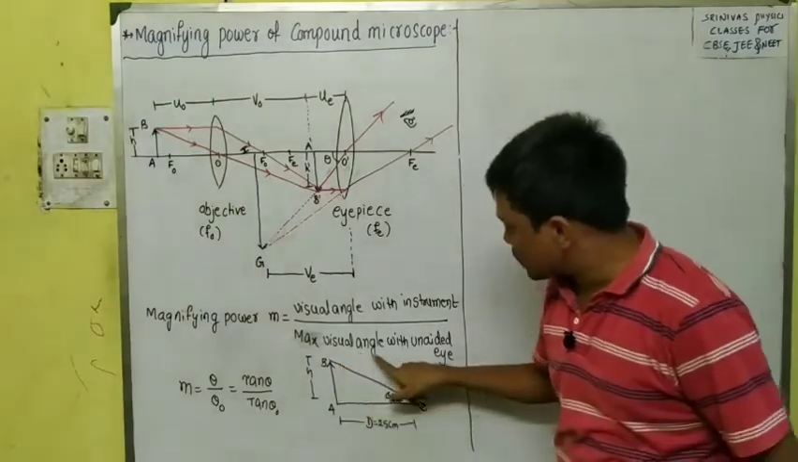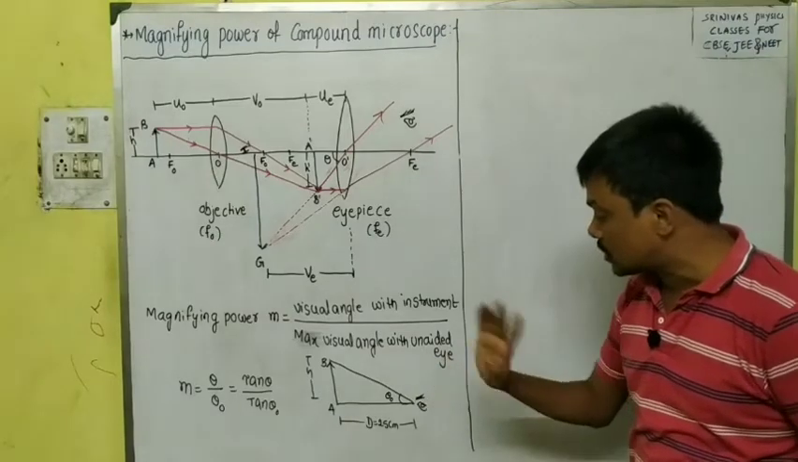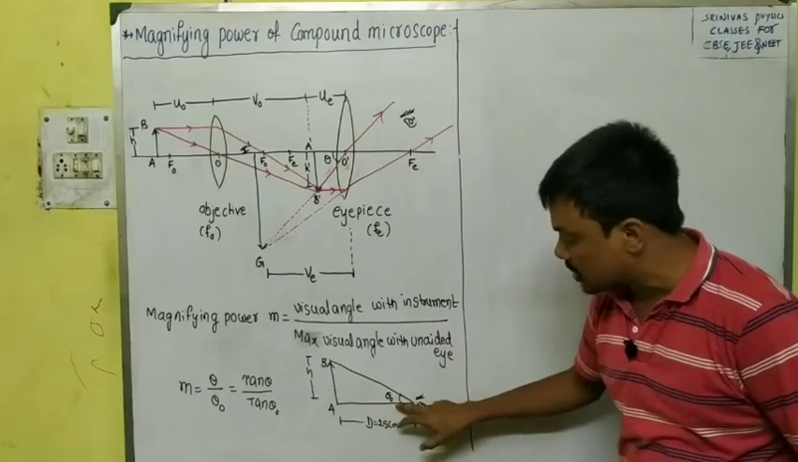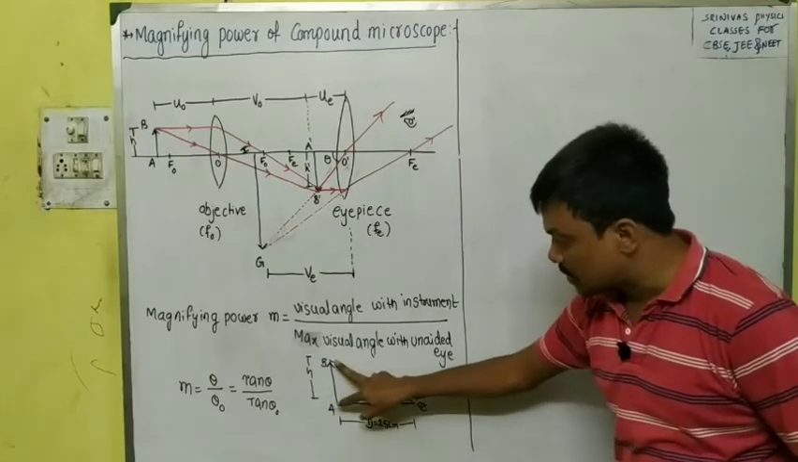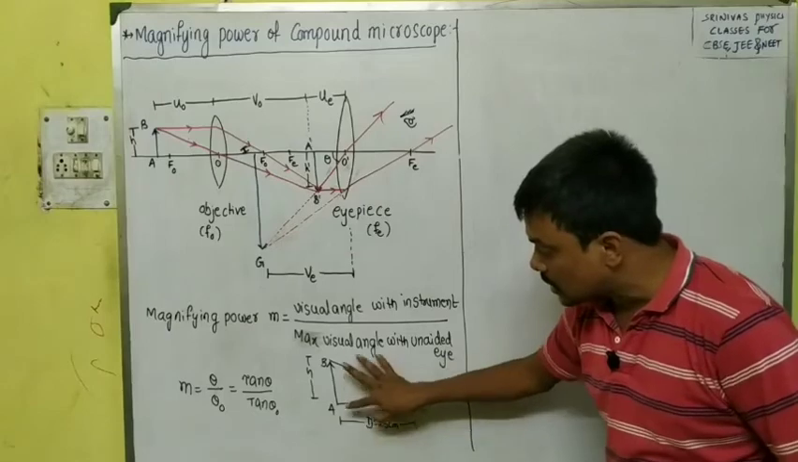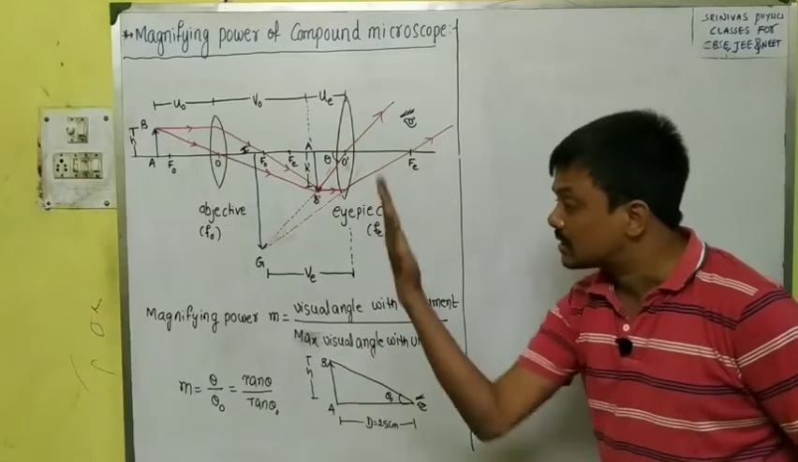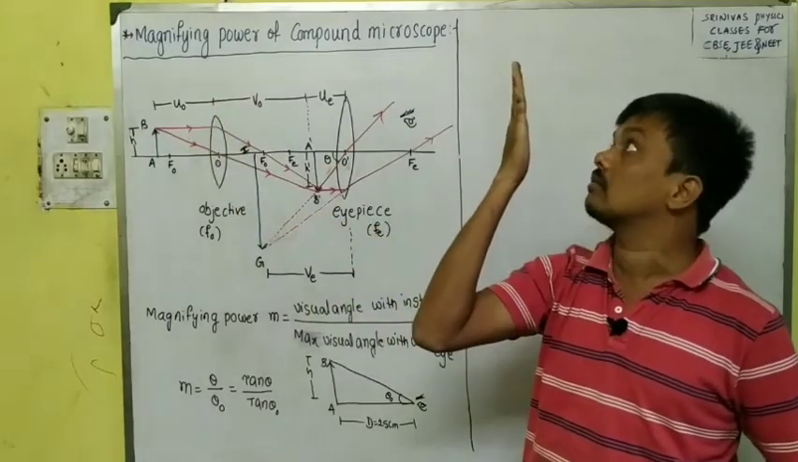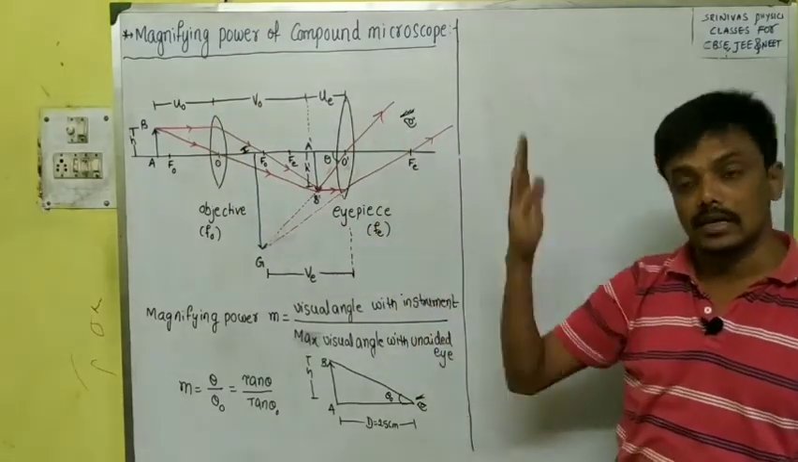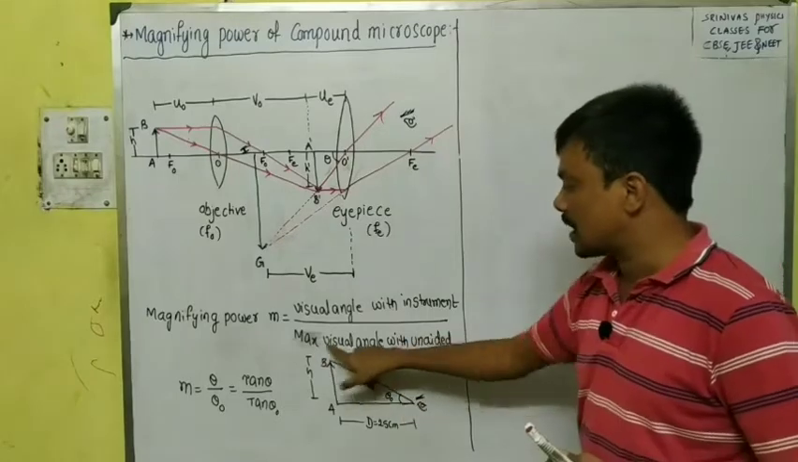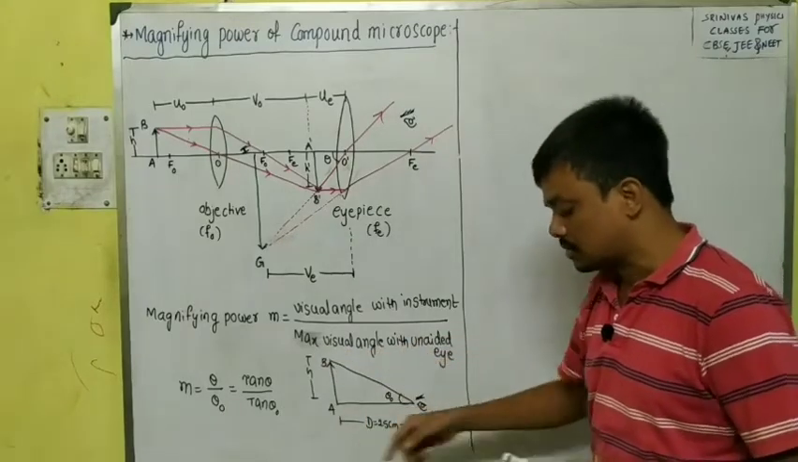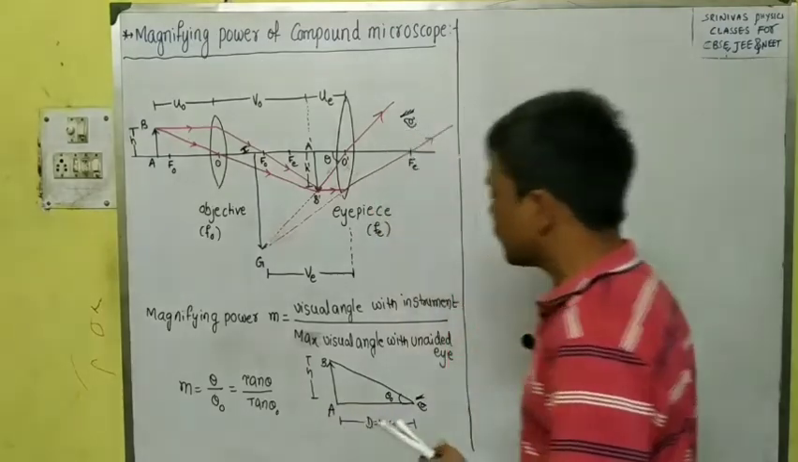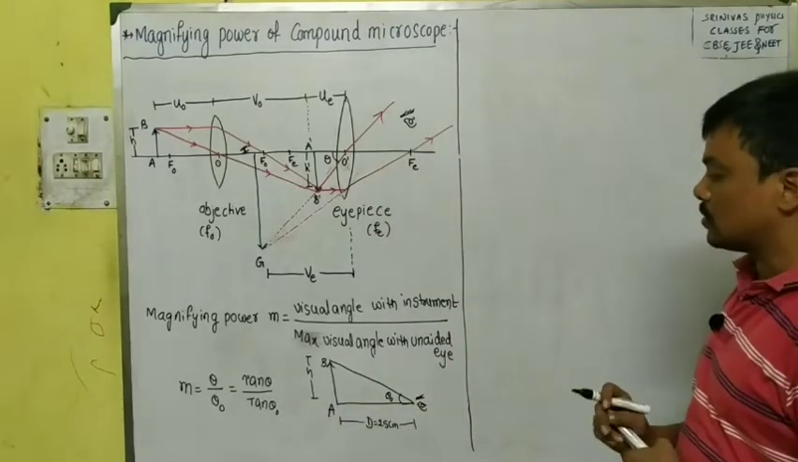Maximum visual angle with unaided eye means without using instrument. If you see the object directly, how much angle is it making? It makes some angle, but where do we have to keep that object? That object you first keep at the least distance. When you keep it at a long distance, we will see like this. If you keep it here, we have to see like this. Then the angle will increase when you keep it at the near point. We want the maximum visual angle. For that, you have to keep the object at the near point. Okay. Right now we have to substitute all the values.